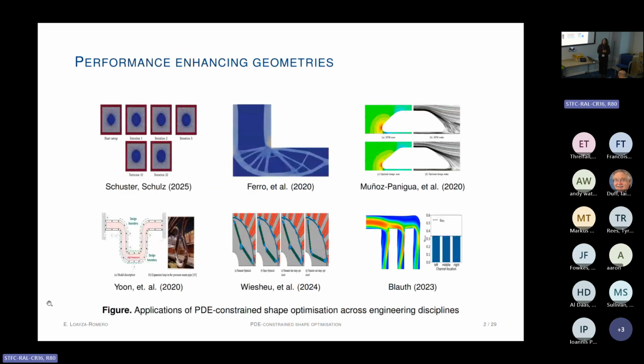When we talk about PDE-constrained shape optimization, loosely speaking, it's looking for geometries which enhance the performance of a system in a very general way. Here I'm showing some examples across different engineering disciplines. You can think about optimizing, for example, an electric motor, in which case the PDE will be Maxwell's equations. You can think about drag minimization, or the one I'm going to present to you, compliance minimization.